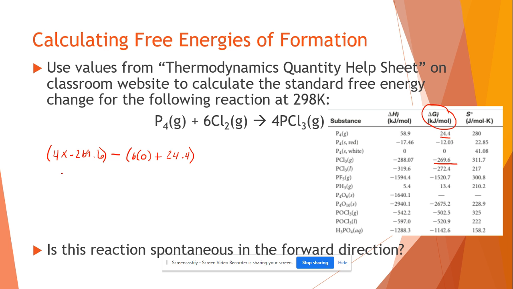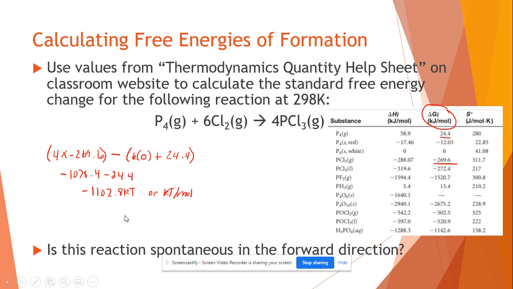When I multiply that, negative 1078.4 minus 24.4, because 6 times 0 is 0. And when you subtract that, you get negative 1102.8 kilojoules, or you could say kilojoules per mole. Either unit is acceptable for me.